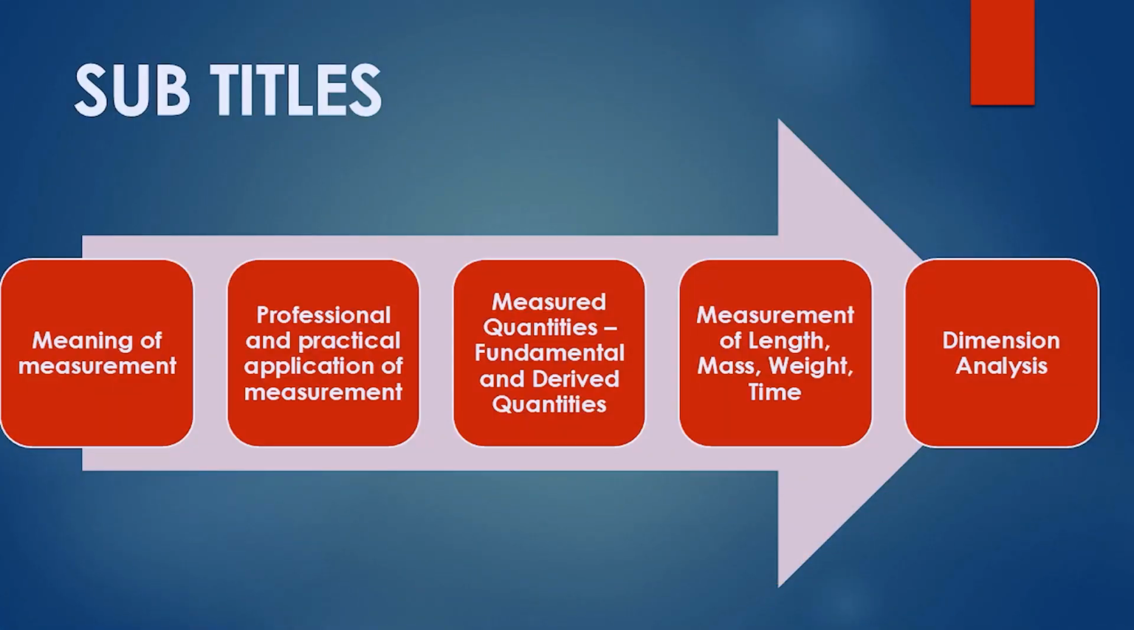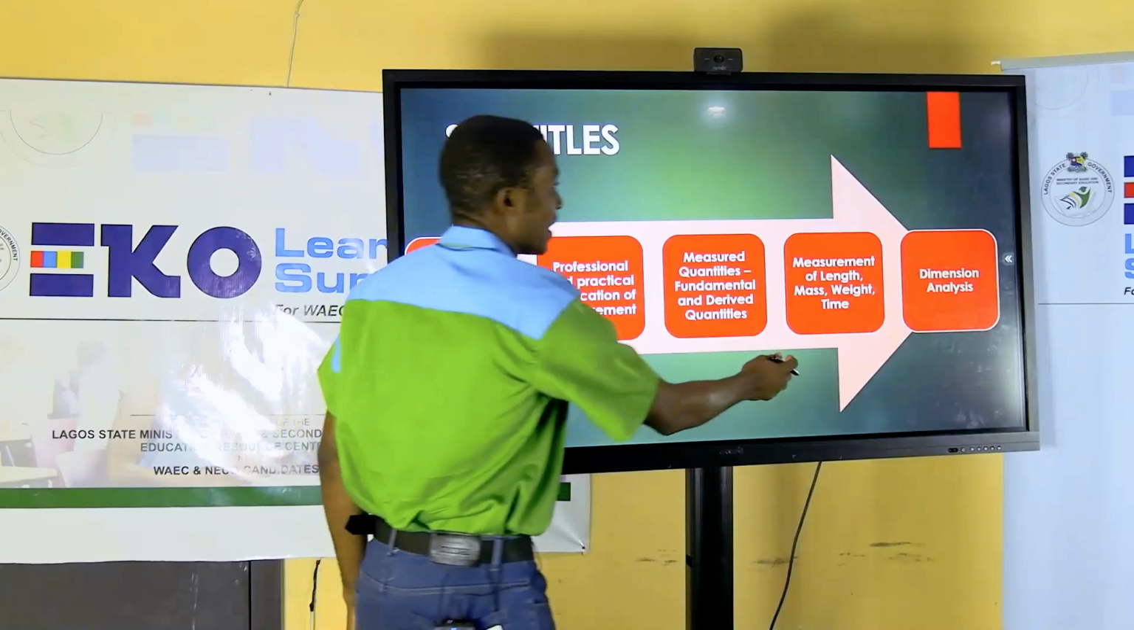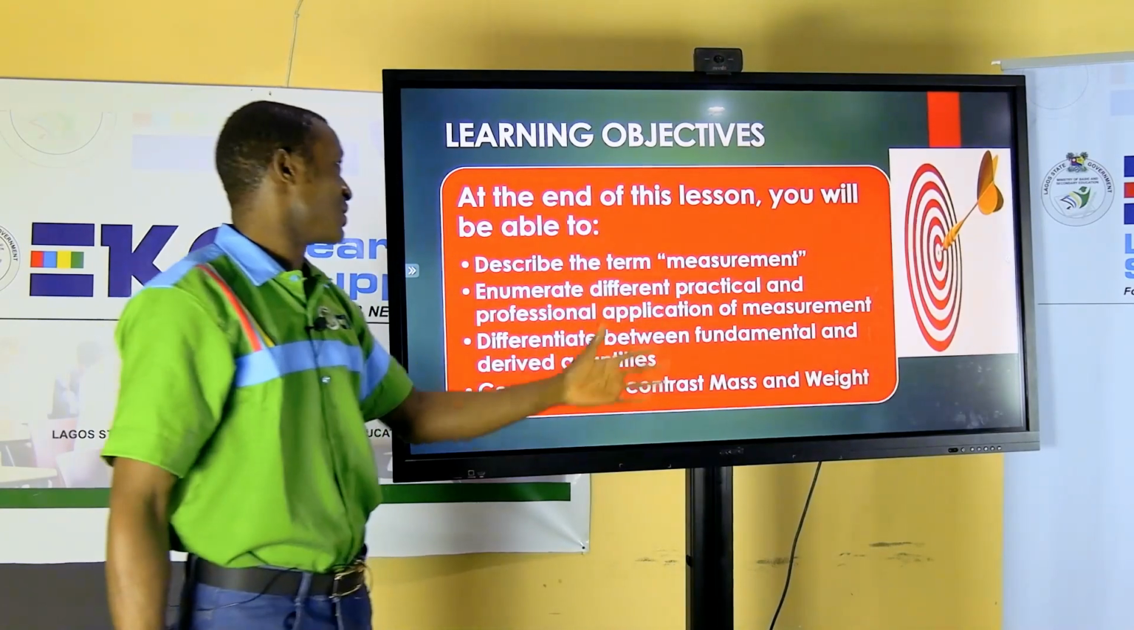We'll be looking at the meaning of measurement, the professional and practical application of measurement, and measured quantities. What are those quantities that we measure? That is the fundamental and derived quantities. Also, we'll look at the measurement of length, mass, weight, and time. We'll also look at dimension analysis of those quantities.